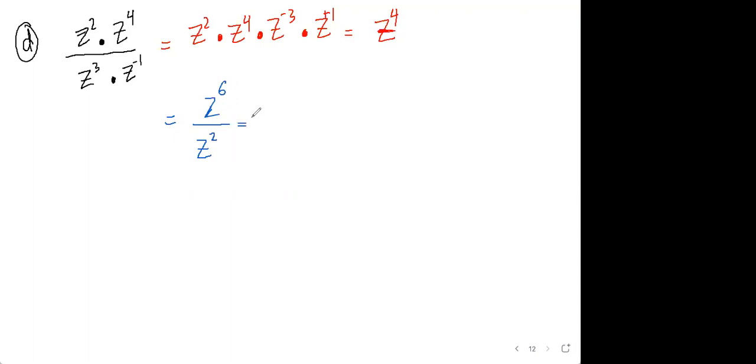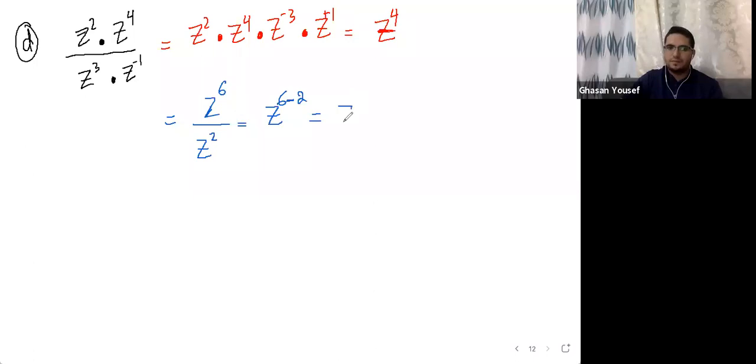Then since it's a division, I just did z to the 6 over z to the 2, and I get z to the 4. Is that correct? Yes, this is correct too. So we have two different ways. This is the second way, and this is the first way.